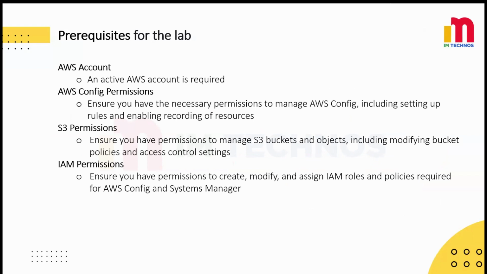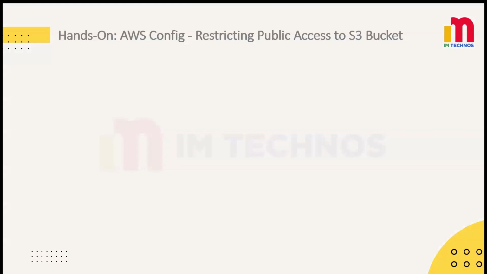In preparation for the lab, make sure you have an active AWS account and necessary permissions for AWS Config to enable and set up rules, S3 to create buckets and configure access control, and IAM to manage resources. So first, let me give you a quick overview of what we are going to do. We will use AWS Config to monitor and restrict public access to an S3 bucket.